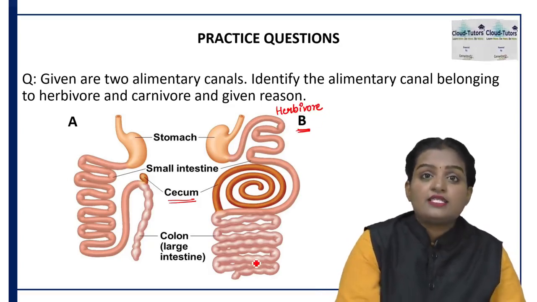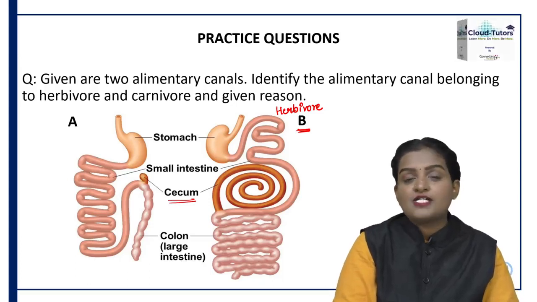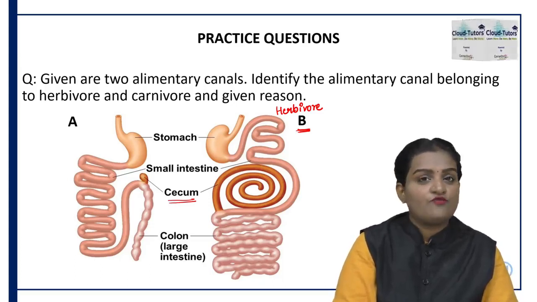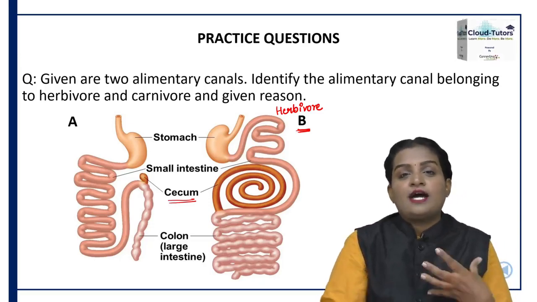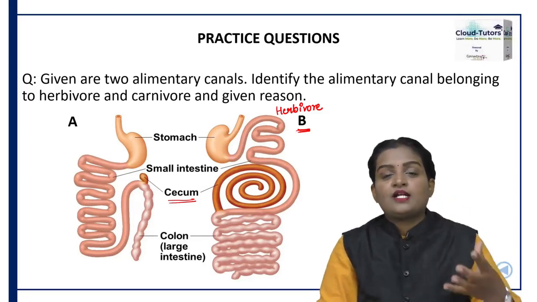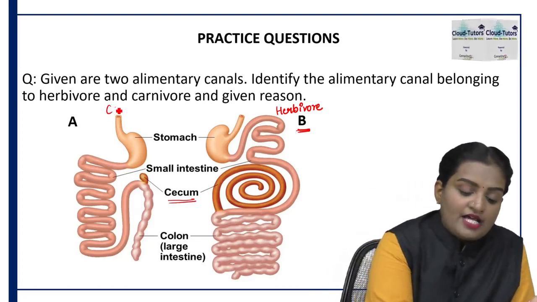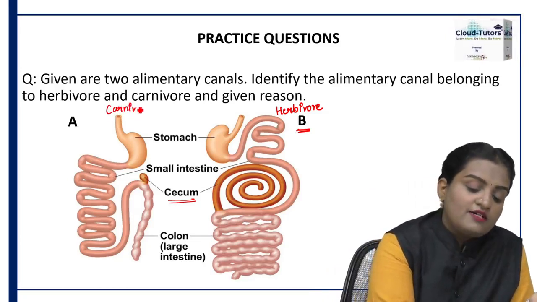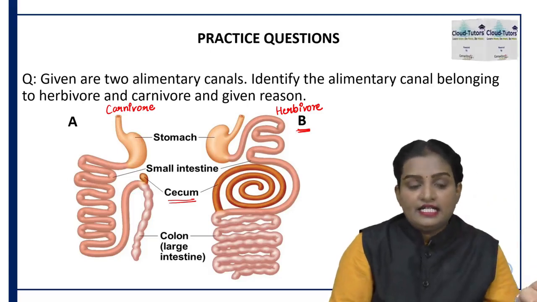So this is where the cellulose will get digested. Humans do not have cellulase enzyme, so we can't digest cellulose, and we cannot actually digest the majority part of the plant's cell wall. Now A will be carnivore, which will not feed on much plant material, so it doesn't need a cecum.